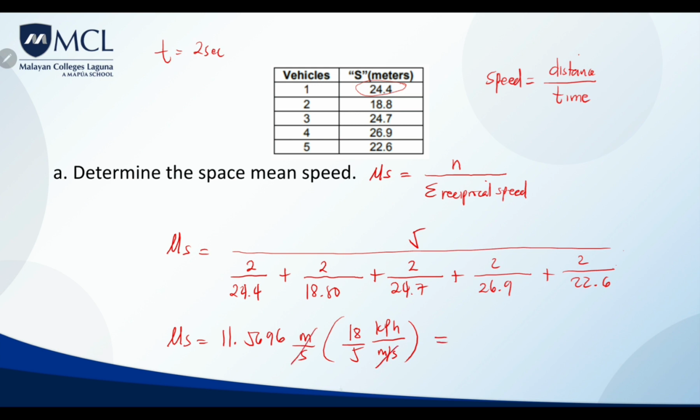So, guys, yun yung ginagamit kong conversion, ha. Kapag gusto ko i-diretsyong i-convert from meter per second to kph, i-multiply ko lang siya ng 18/5. So, times 18/5. So, we got 41.6506 kph. Okay, so that's the answer for the first item.